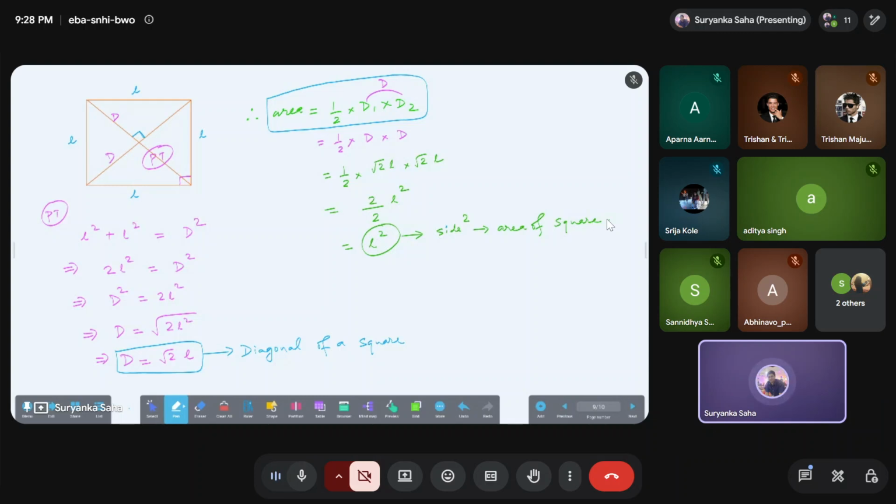Question number 2. Hurry up. Basically, this is a continuation of Pythagoras theorem only, meaning the triangle portion only, isn't it? Although it's a quadrilateral, it will be done by triangle only. Please hurry up, do it.